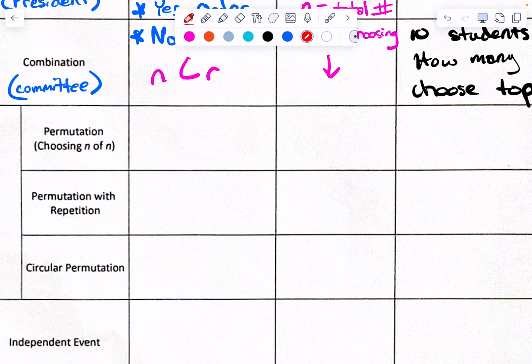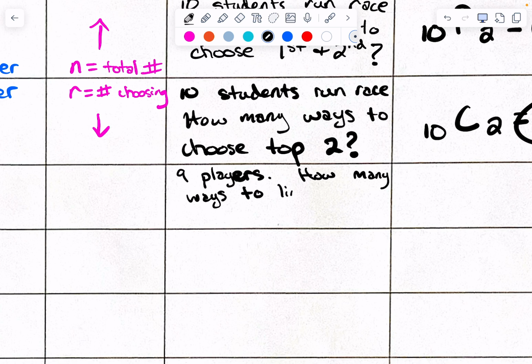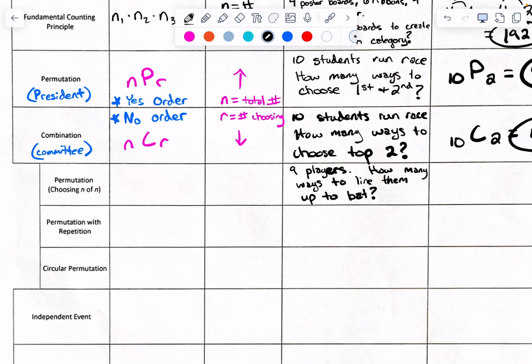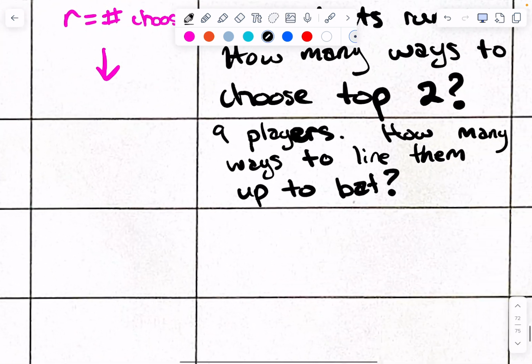Okay, choosing N of N, real quick. Let's say, for example, how many people are in a batting order? 9 players. How many ways can I take those 9 players and line them up to bat? All players are batting, right? So basically my N and my R are both 9, true?